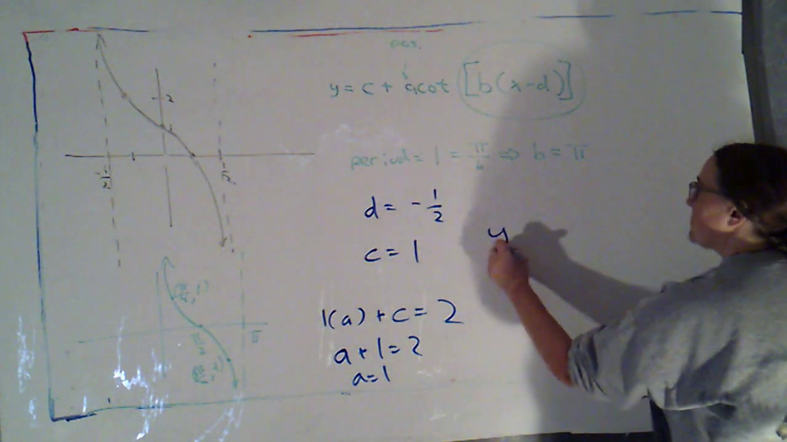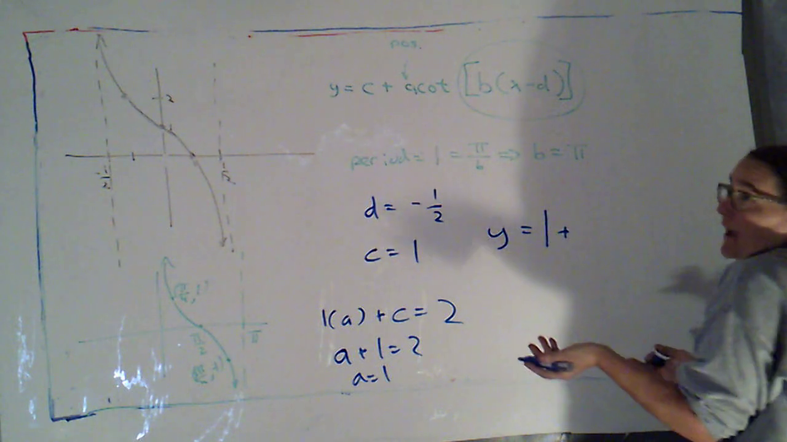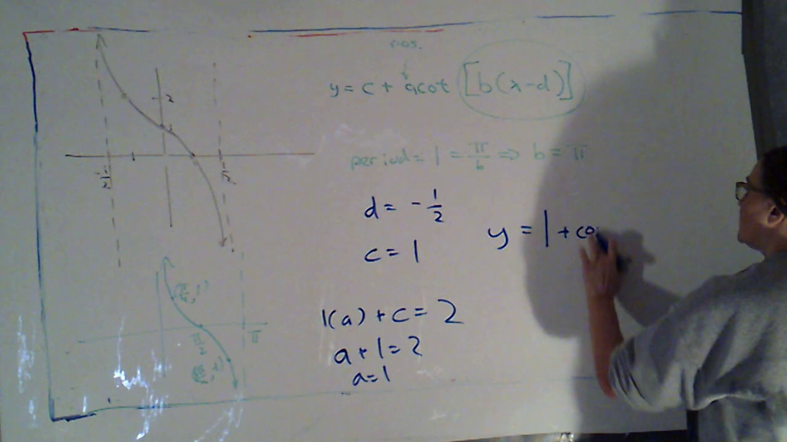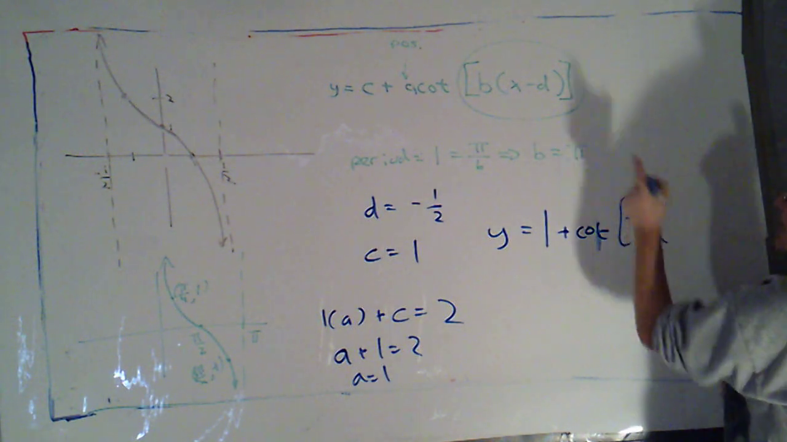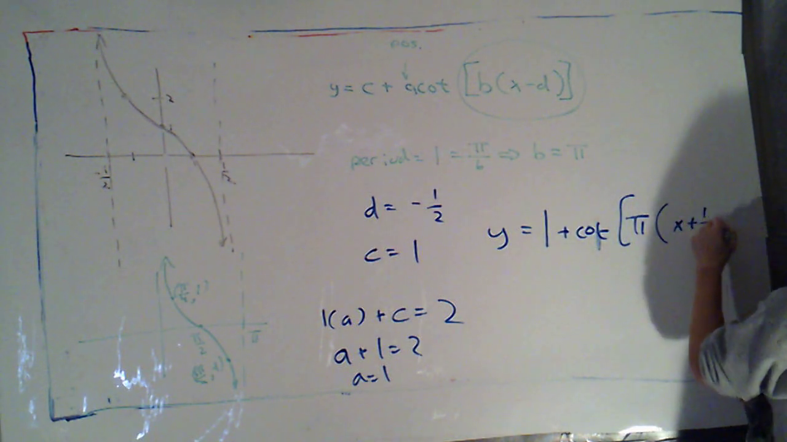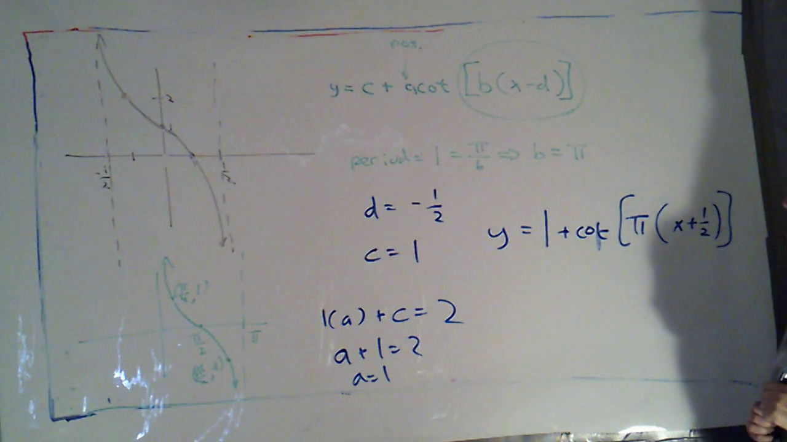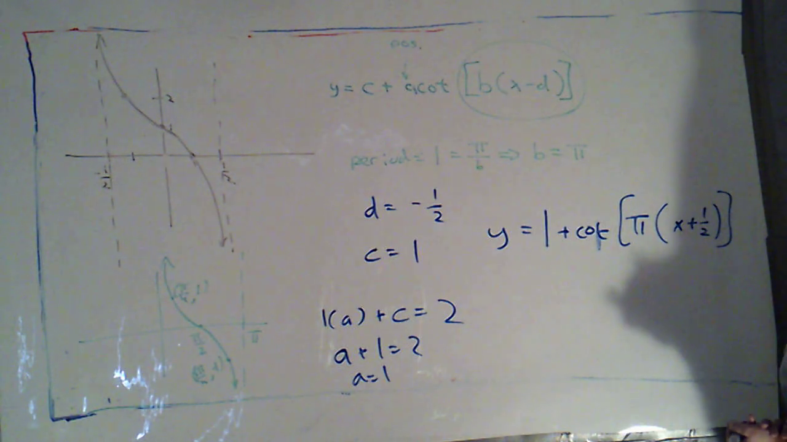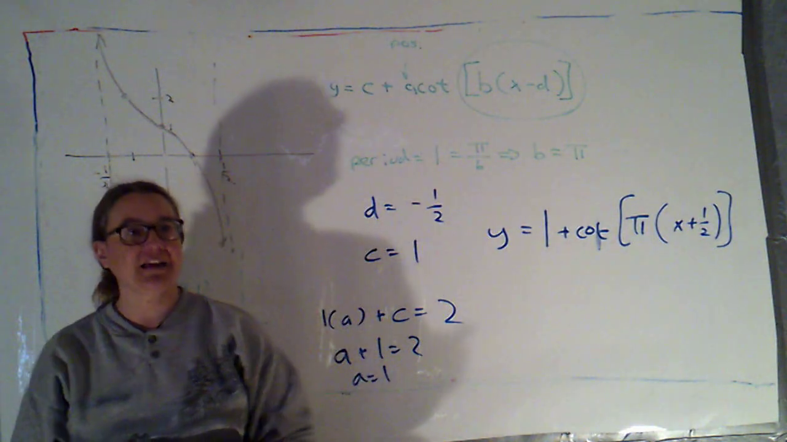So this graph is y equals, C is 1, plus A is just 1, so I'm really not scaling this graph at all, plus cotangent of pi times x minus my d, so x minus a negative 1/2 is x plus 1/2. All right, some fun puzzle solving there. That finishes up for us section 4.3, which is on the graphs of tangent and cotangent.